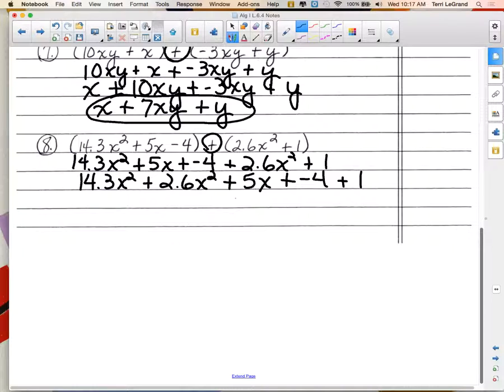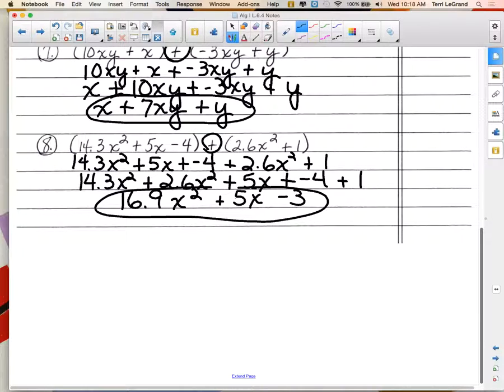We do not need a calculator for this. What is the answer? 16.9 x squared, or to the second power, plus 5x, minus negative, minus 3, sorry, plus a negative 3, which would be minus 3, wouldn't it? Yeah. Okay. Is that standard form?